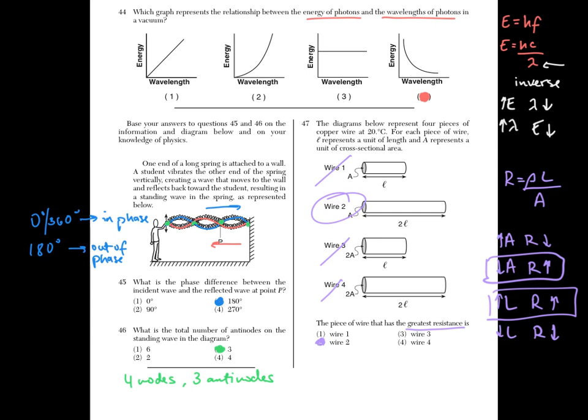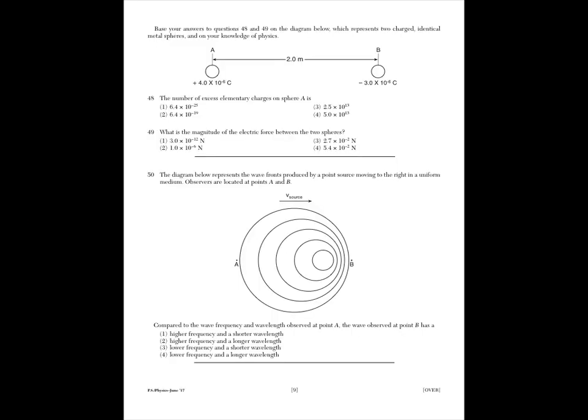Okay, moving on. And finally, the last 3 multiple choice questions of this test. Number 48, the number of excess elementary charges on sphere A. To have excess charge means you're either positive or negative. To be neutral means you have no excess, meaning you have an equal amount. So we're going off the charge of A. It's positive 4 times 10 to the negative 6 coulombs.